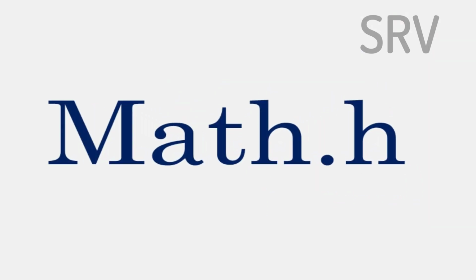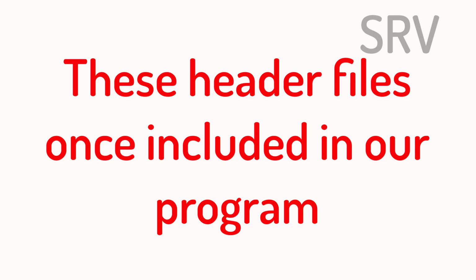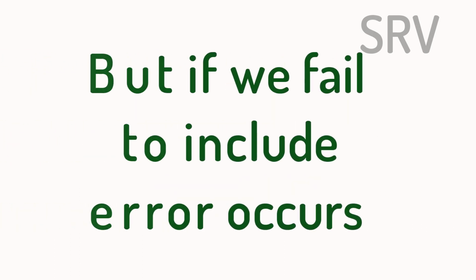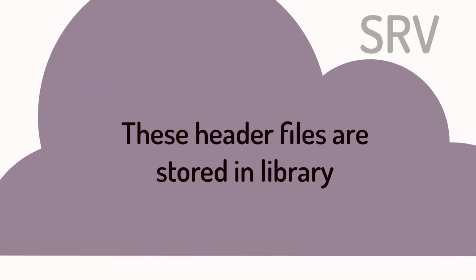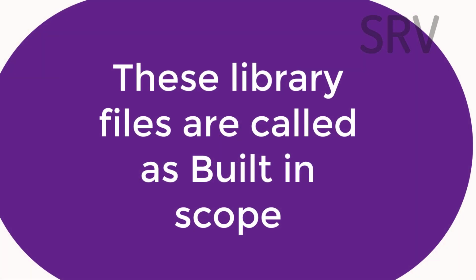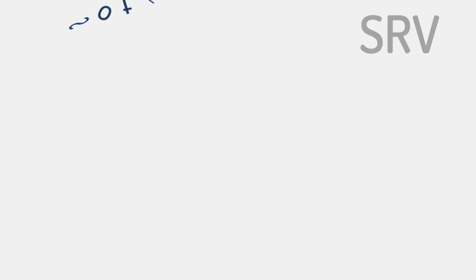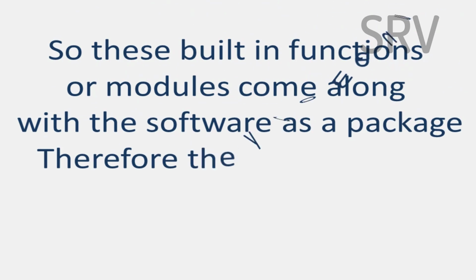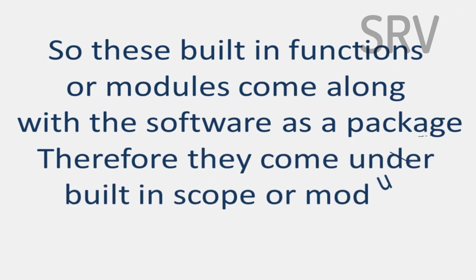Like iostream, math.h, string.h, so many header files are there. Once these header files are included in our program, no error occurs, but if we fail to include them, an error occurs. The header files are all stored in a library. These library files are called built-in scope. These built-in functions or modules come along with the software as a package. Therefore, they come under built-in scope or module.